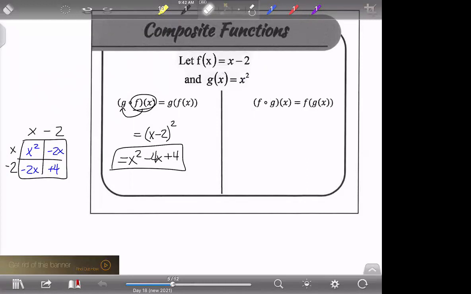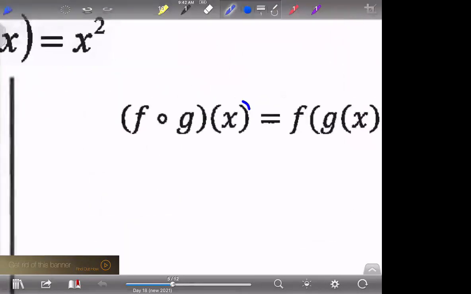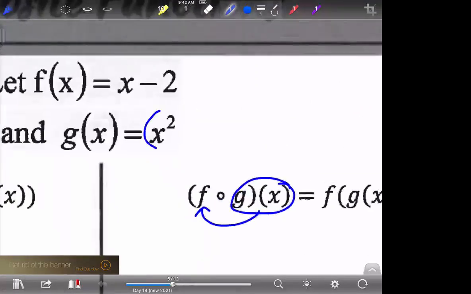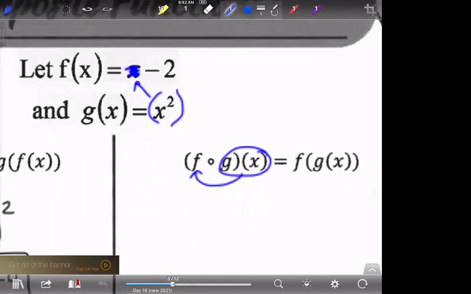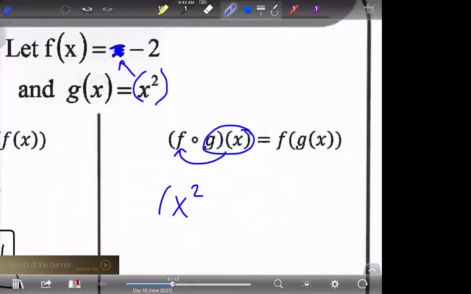For the question on the right-hand side, notice the order of the letters is different. Now we're going to take g of x and plug it into f. So I'm going to find g of x first. I'm going to put parentheses around it. And then this time I'm going up to f of x. I'm taking out the x that was there and replacing it with whatever I have in parentheses. So in this case, I just have x squared in parentheses. Then I'm going to bring down the minus 2.